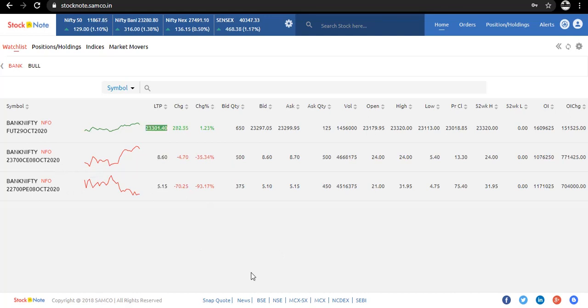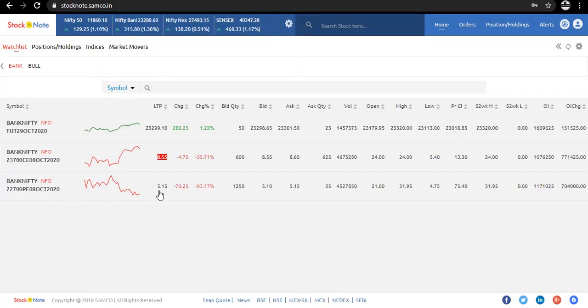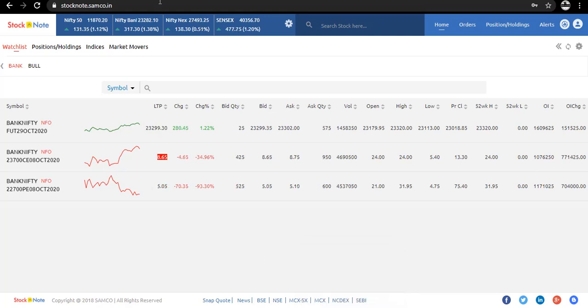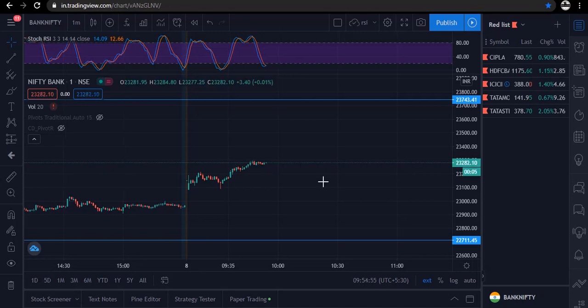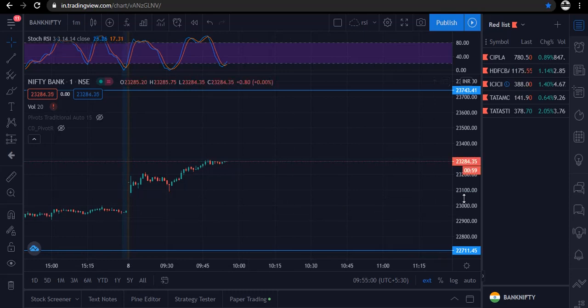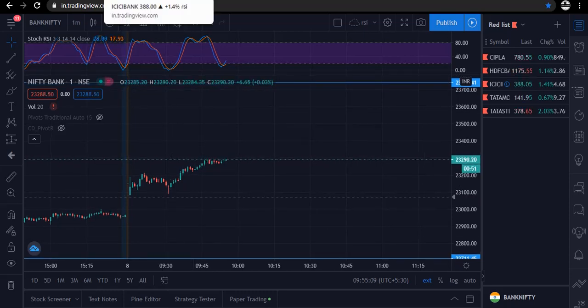Okay traders, now coming on to the 22,700 put. It is currently trading at 5.15, so we will place an order at 5.20. Or what you say, let us first see the chart, that if it is coming downside, we can place a limit order with a higher price. So okay traders, no worries at all, let us place the order.